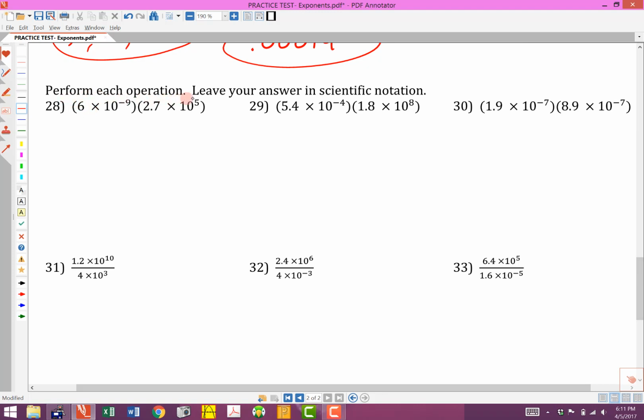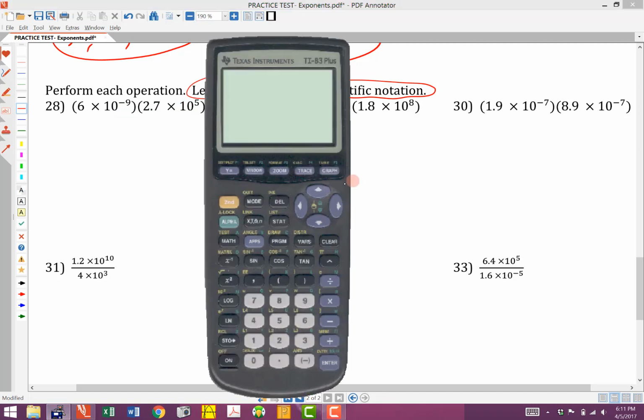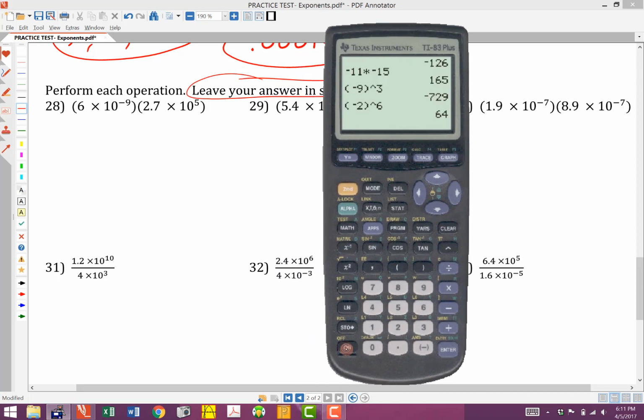So this says perform each operation, leave your answer in scientific notation. This is kind of a big bonus because that's going to make this a little bit easier to do. So remember, we're going to break this up into 2 parts. We're going to multiply the decimal parts of the number, we're going to multiply the powers of 10, and then we're going to make sure that the answer is in scientific notation. So I would grab your calculator, because most of these are going to require a calculator. So I'm going to go ahead and turn that on and clear it off.